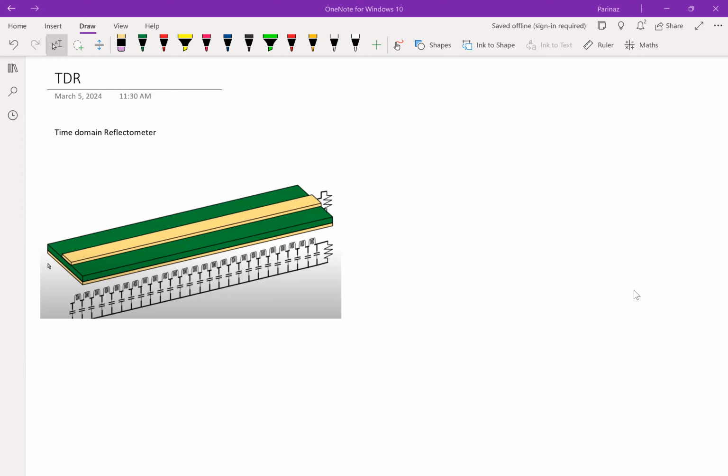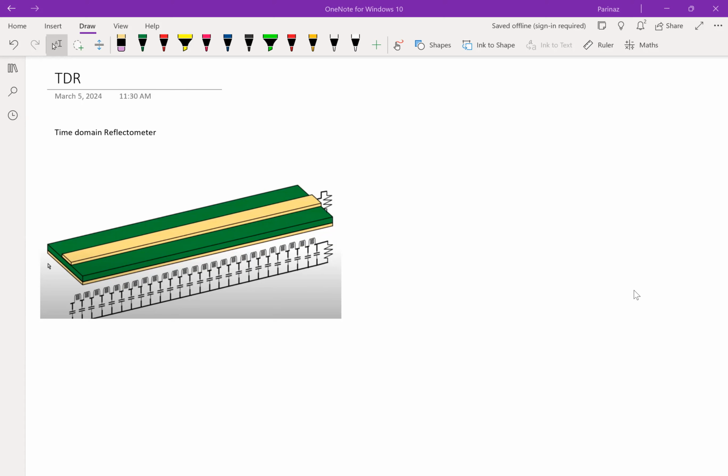Or, as I said, when you're designing high-speed PCBs, you have to be familiar with this topic or this concept so that you can understand what is going well with your design or what is going bad with your design. Okay, so without further ado, let's dig in.